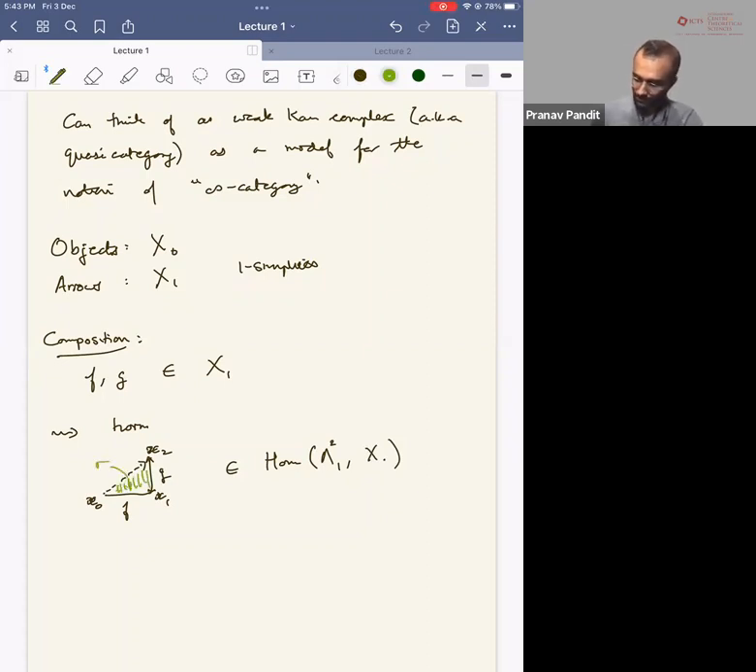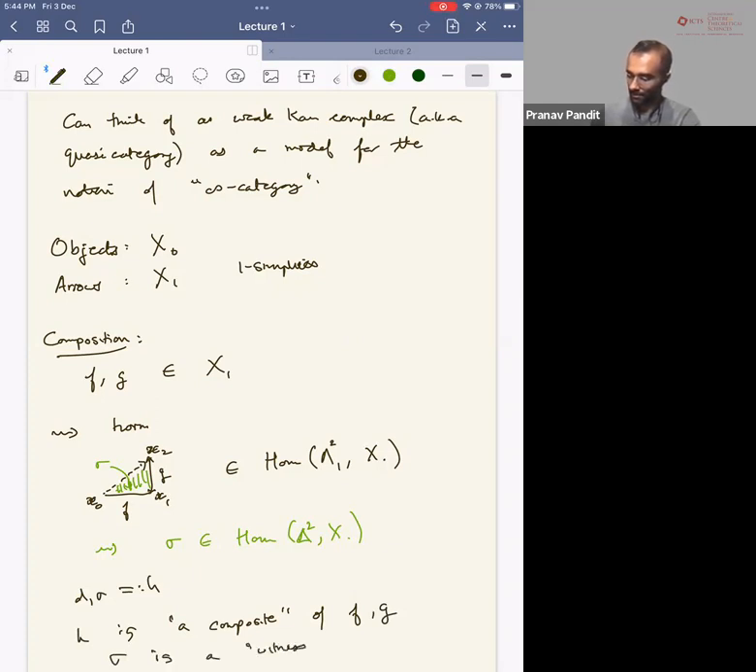And this two simplex sigma witnesses, and let's call the third edge of this two simplex, whatever that is. So the boundary one of sigma is by definition what I call H. H is a composition of F and G. And sigma is a witness to the statement that F composed with G, quote unquote, equals H. So instead of the idea in higher category theories, you replace equalities by isomorphisms. So instead of saying that F composed with G equals H, I'm saying that sigma is an isomorphism of F composed with G and H, right? So the two simplex witnesses the fact that H is a composite of F and G.